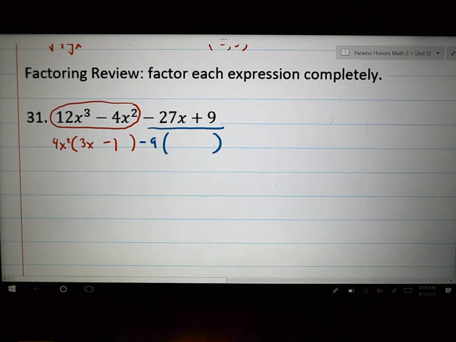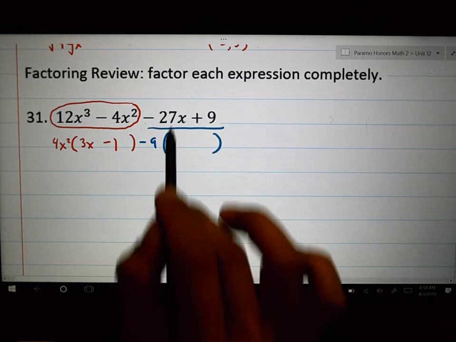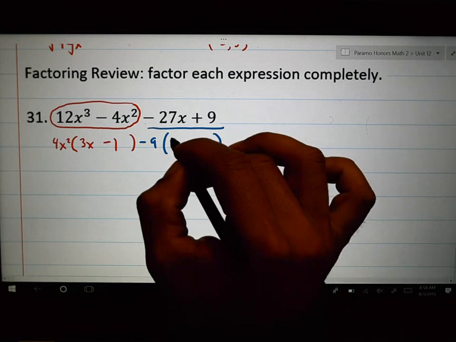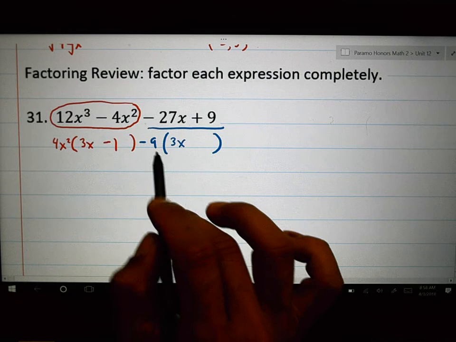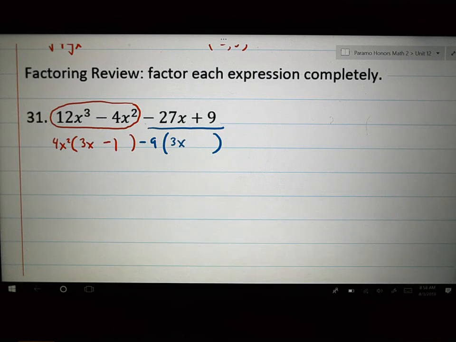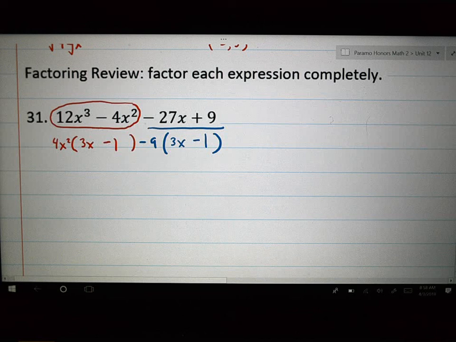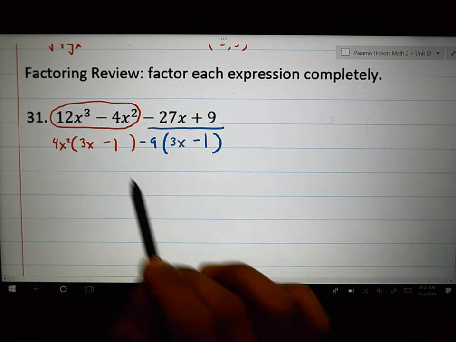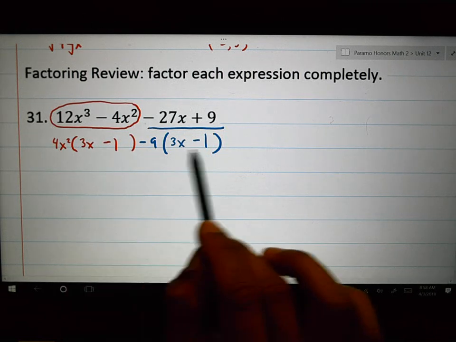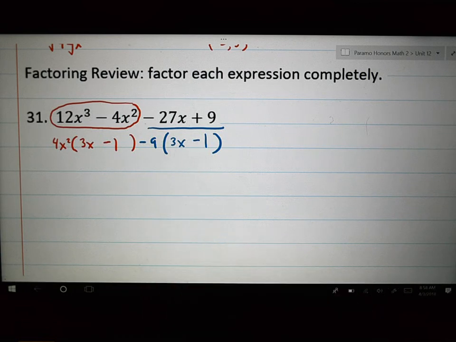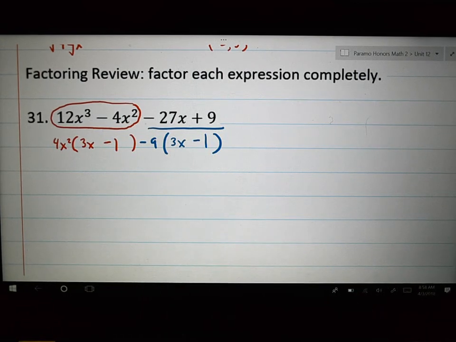Why did I do a negative 9? Watch what happens. Negative 9 times what gives you negative 27x? Negative 9 times what gives you a positive 9? The goal of factor by grouping is to make sure that these groups that we have here, this 3x minus 1 and this 3x minus 1, match. If they do not match, you cannot do the factor by grouping method.